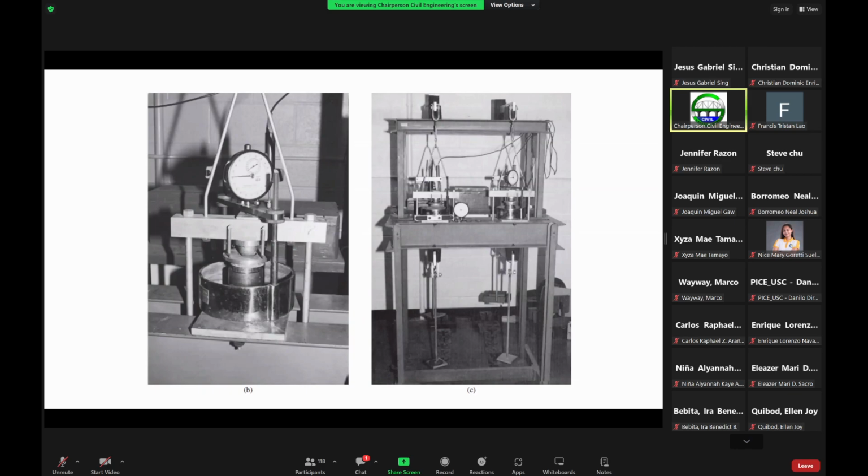So here, this is just an example of a consolidation equipment, an odometer. We call it an odometer. An odometer measures the consolidation settlement of clay in the lab. So if you have a clay sample, you can put it here. And then at the bottom we put some weights to generate some load, and then try to measure the consolidation parameters, which we'll be discussing in a while.